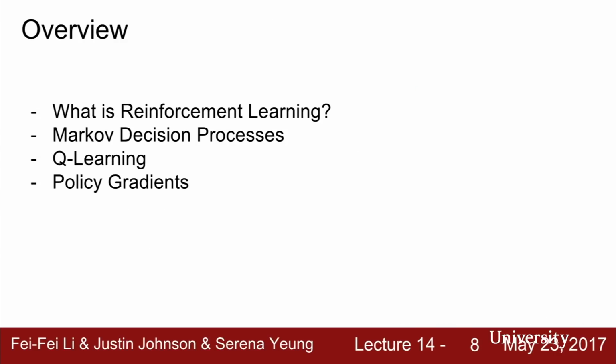So the outline for today, we're going to first talk about the reinforcement learning problem. And then we'll talk about Markov Decision Processes, which is a formalism of the reinforcement learning problem. And then we'll talk about two major classes of RL algorithms, Q-learning and policy gradients.